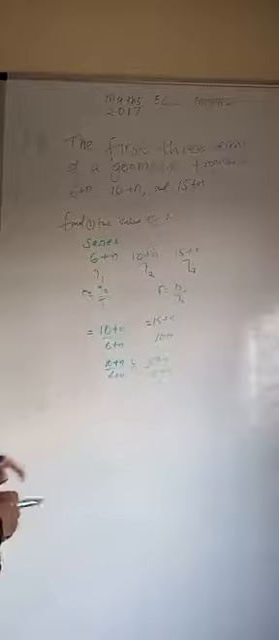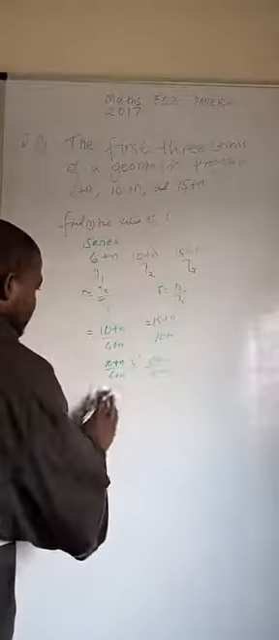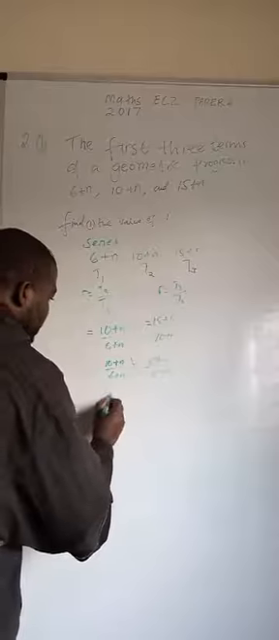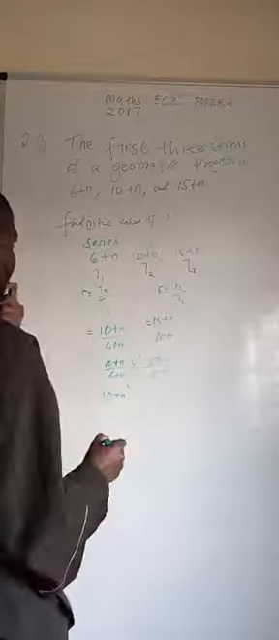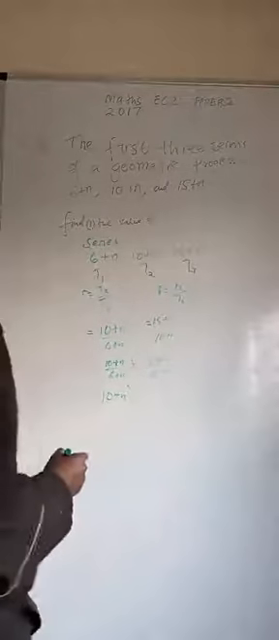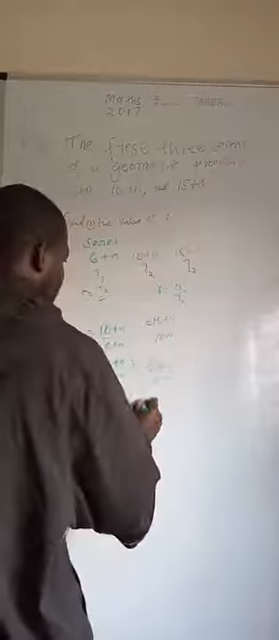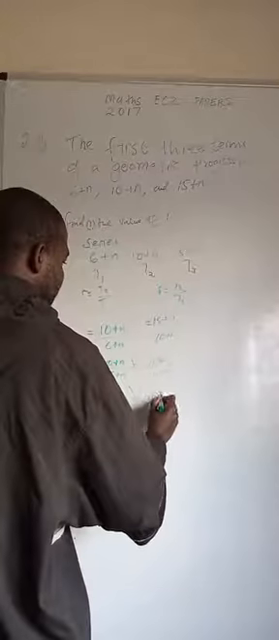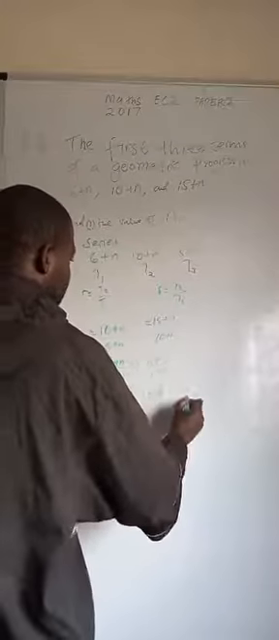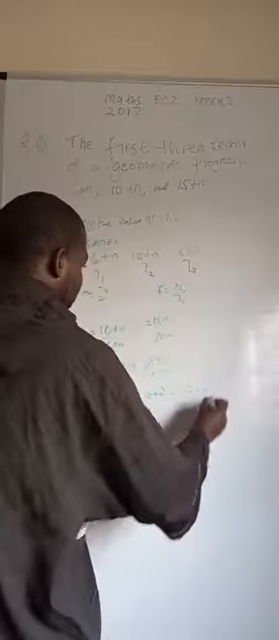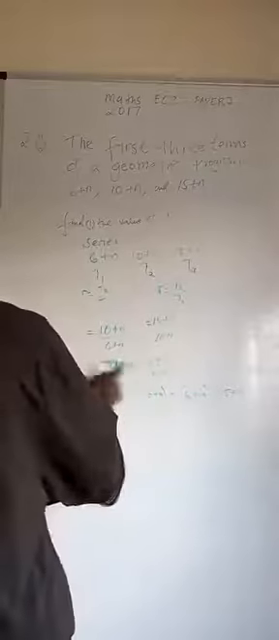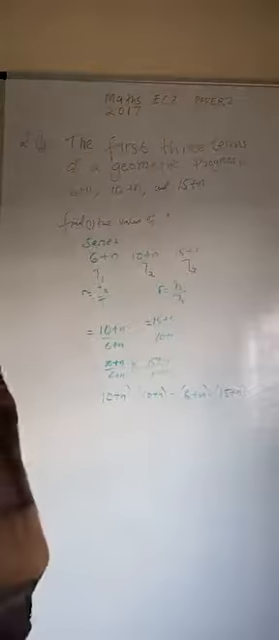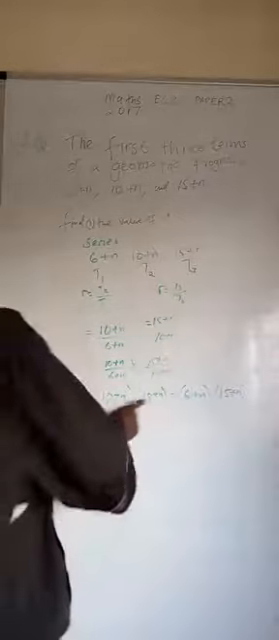I cross multiply. So it means I'm multiplying 10 plus n in brackets, times again 10 plus n down there, is equal to 6 plus n times 15 plus n. Okay? This times that, this times that. How do you solve this? You have done this in grade 9.